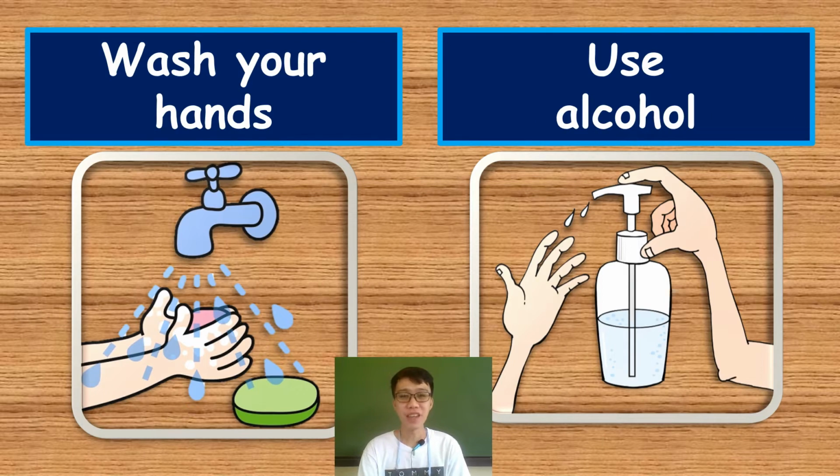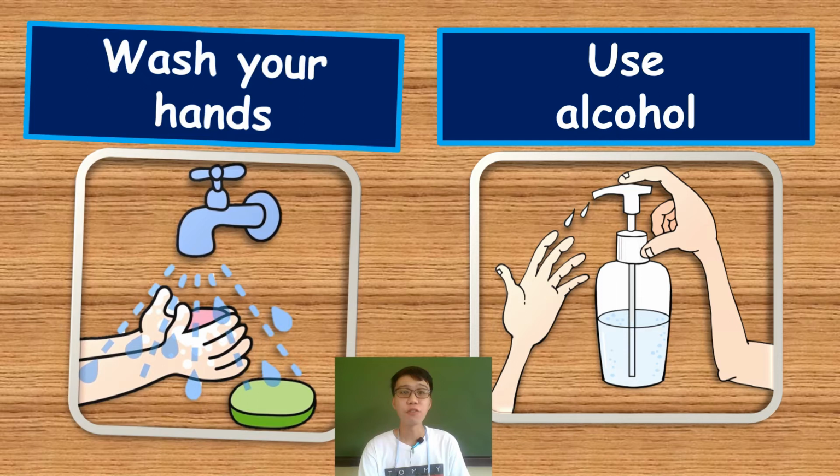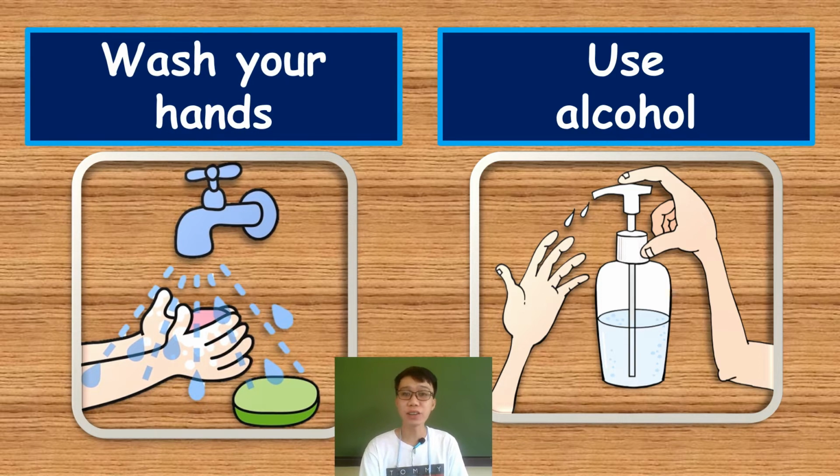The Department of Health or DOH advises us to practice protective measures. It is the best way to protect ourselves against COVID-19. So kids, let's practice frequent and proper hand washing. Wash hands with soap and water for at least 20 seconds or use an alcohol-based hand sanitizer if soap and water are not available.